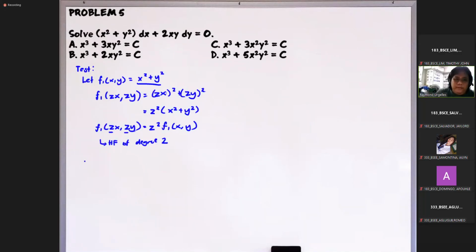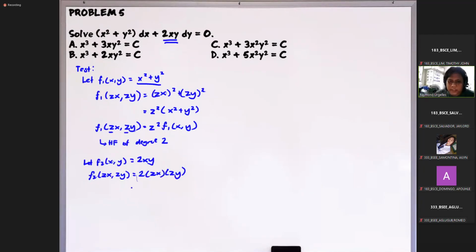Okay, so then, let f2 of xy naman, so let's use naman yung isa pang function natin, yung naka-multiply naman kay dy. So that's 2xy. So ganun din yung gagawin natin dito, diba? So we will replace x by zx, we will replace y by zy. So then this will be 2 times zx multiplied by zy.